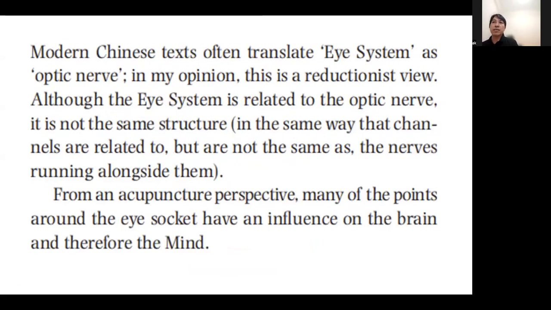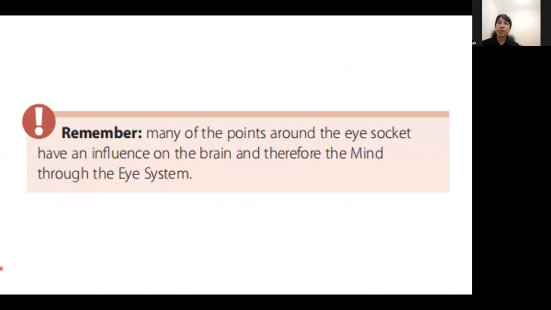Modern Chinese texts often translate eye system as optic nerve. In my opinion, this is a reductionist view. Although the eye system is related to the optic nerve, it is not the same structure, in the same way that channels are related to, but are not the same as, the nerves running alongside them. From an acupuncture perspective, many of the points around the eye socket have an influence on the brain and therefore the mind. Remember, many of the points around the eye socket have influence on the brain and therefore the mind through the eye system.